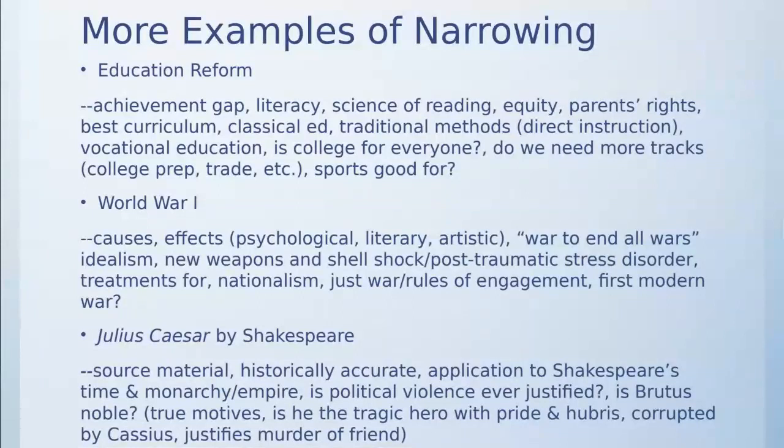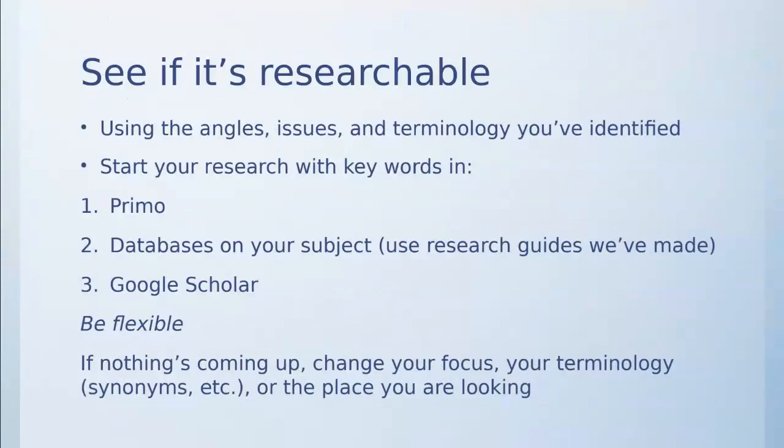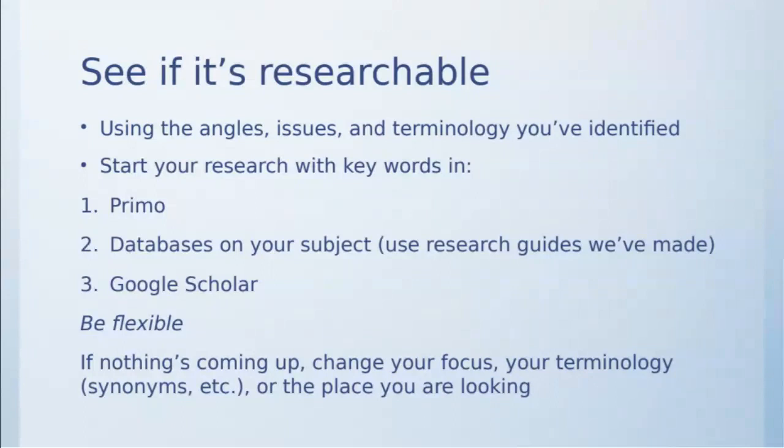All right, once you have your angle, your specific narrowed-down topics that you've brainstormed, see if they're researchable, see if you can find things on them. And if you can't, you might need to go to a different angle or a different term that you're using to research. So start doing a keyword search with very specific terms as much as you can in Primo, which is our main library search, in databases on your subject. That means databases just related to your field that you're researching, whereas Primo kind of searches everything. And Google Scholar, which is also a very broad search.